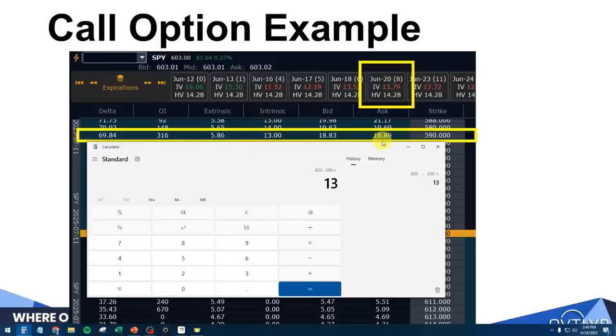But wait a minute, the price of the option is not $13. You're right, because there is still some uncertainty of what's going to happen with it. So that price is $18.89 minus $13 gets $5.89. That is your extrinsic value. There's a couple pennies here and there off, but that is how you get the extrinsic value. That is the uncertainty premium that you are paying anytime you buy an option.